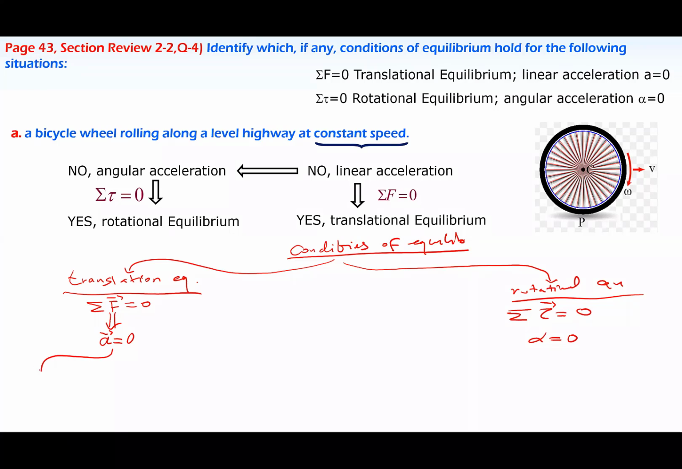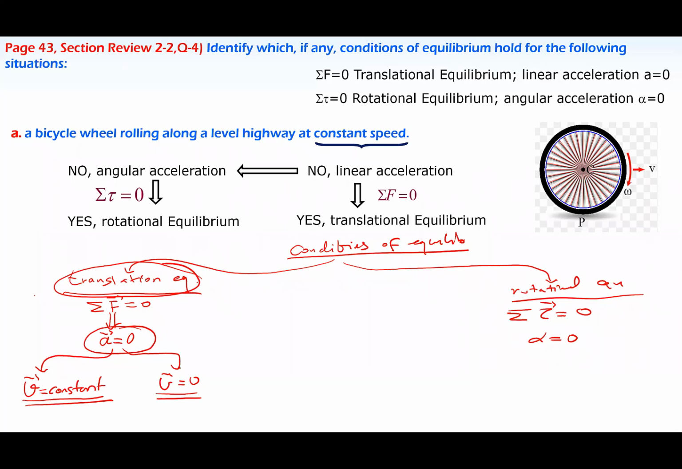Linear acceleration can be 0 in both two cases. One of them is velocity can stay constant. It does not change for an object which is in motion. Or velocity can be equal to 0. If velocity is 0 or if velocity is constant, which means acceleration is 0, then translational equilibrium exists. Angular acceleration 0 means angular speed must be constant or angular speed must be equal to 0. Angular speed mustn't change. If angular speed does not change, which means angular acceleration is 0, in this case, you can say that there is rotational equilibrium. Basically, no acceleration, yes equilibrium.